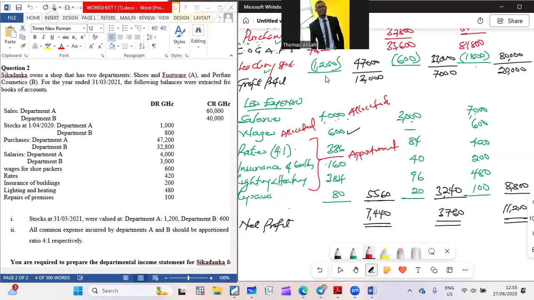With the allocation, they said wages for shoe packers. Why did we allocate it not to Department B but rather to Department A? These are the people. This is Department A. They deal in shoes and footwear. Are you saying perfume and cosmetics should be shoe packers? Okay, so have you seen the reason why? So it's part of the exam trick. These are the little tricks you can face.